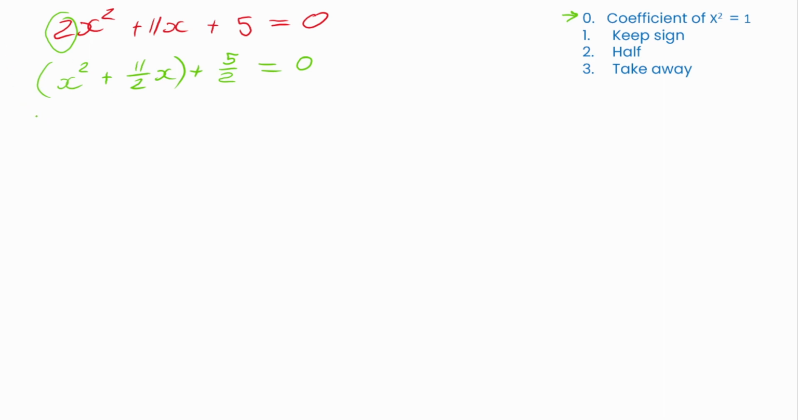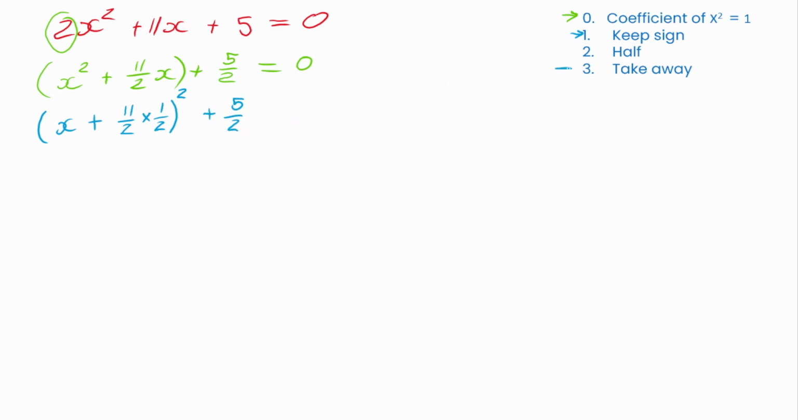So again, I like to put my brackets here. And if I do that, we're now getting into the meat of it. So instead of this x squared, I write an x. Now my first step, I keep the sign. So my sign here is positive, so I write an x. Now for my second step, I need to half. So I take 11 over 2 and I need to half it. But halving is the same as timesing by 1 over 2. And I write my square.